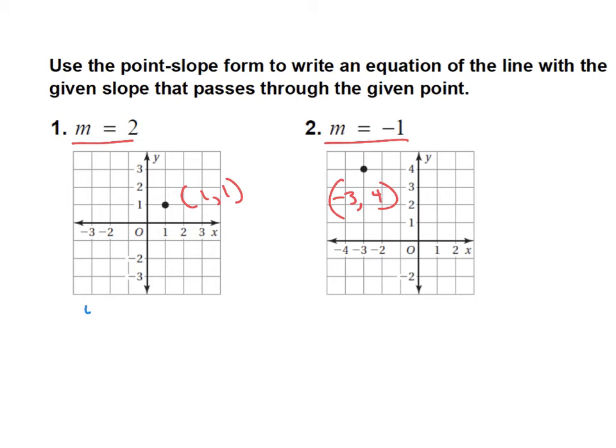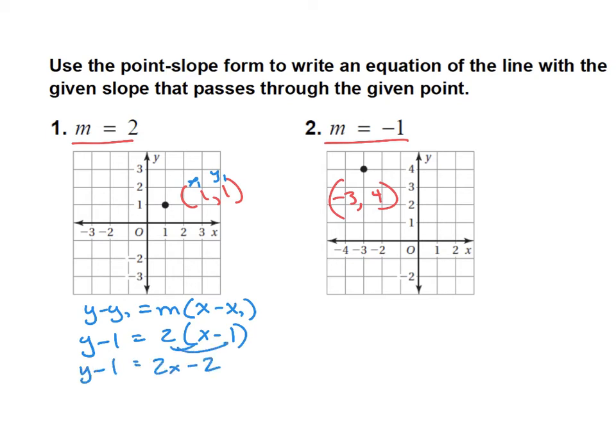So let's go ahead. Y minus y1 equals m times x minus x1. So we've got x1 is 1, y1 is 1, and our slope is 2. So y minus 1 equals 2 times x minus 1. This side leave alone. Distributive property, 2x minus 2. Now I can add 1 to both sides. Y equals 2x minus 1. And there's our equation.